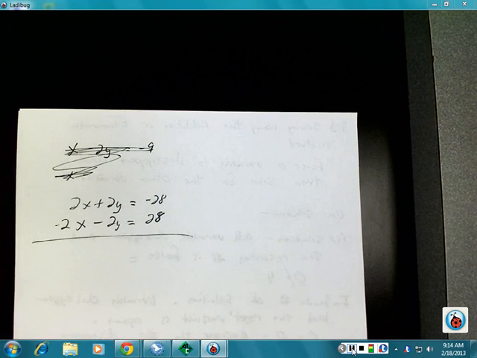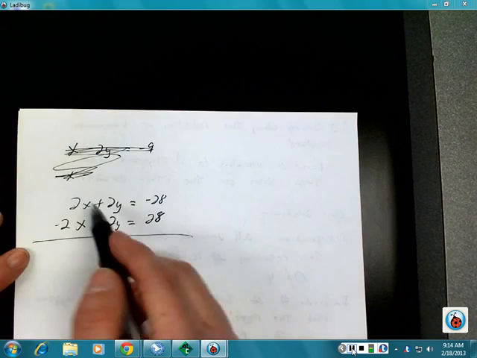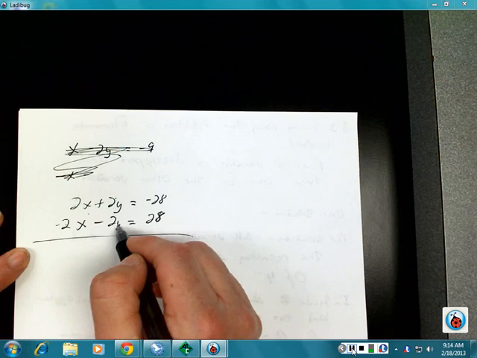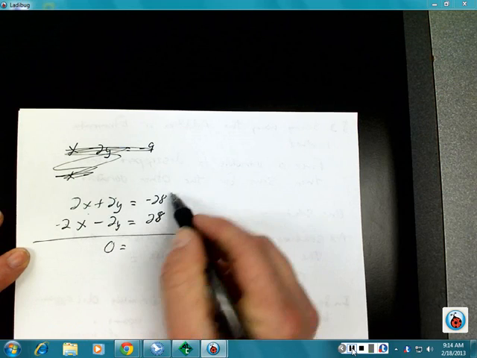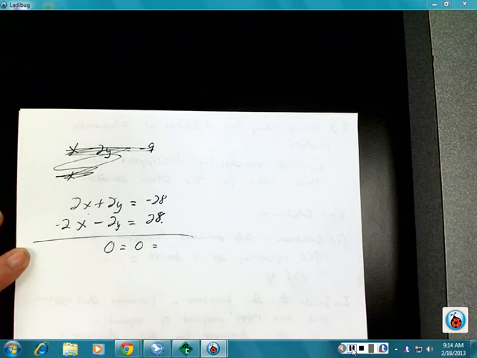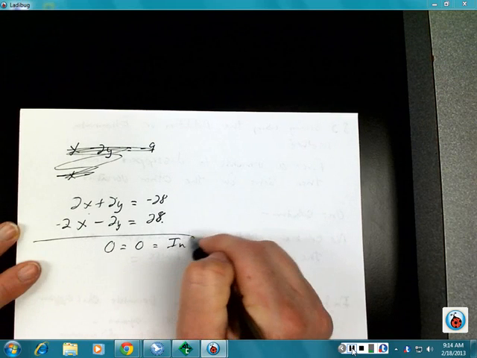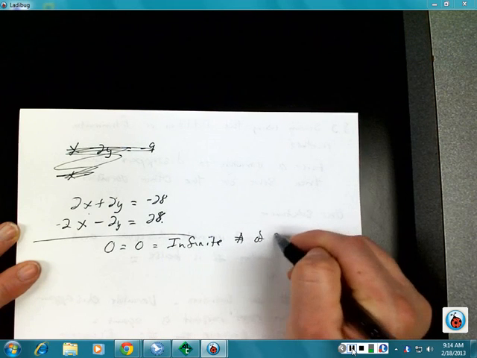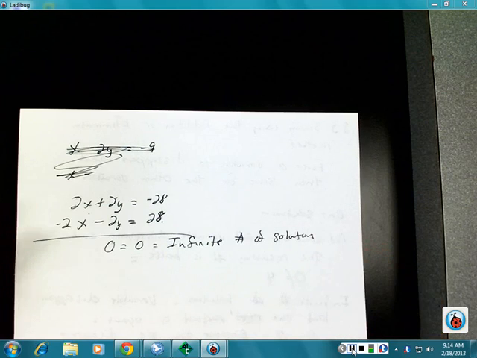So when I put my line underneath this, what happens? The 2x and the negative 2x are gone. 2y and negative 2y are gone. Negative 28 and a positive 28 are gone. So now you have an infinite number of solutions. Yep, infinite number of solutions. So that's kind of the thing that happens with that one, is that you get some stuff that goes away.